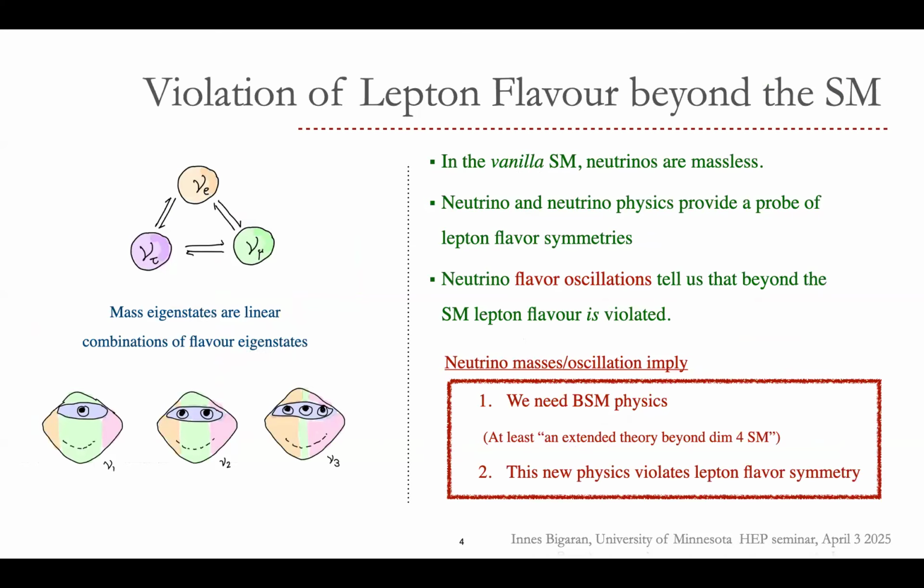However, we've observed that neutrinos do not behave as we would expect standard model neutrinos to behave. In the standard model, we just have left-handed neutrinos that exist within an SU(2) doublet with the charged leptons. And neutrinos provide a probe into lepton flavor symmetries, because if we observe that neutrinos oscillate between different flavors, which is indeed what we see, then we're observing the violation of lepton flavor in the interactions of the neutrinos. So what neutrino masses and neutrino oscillations tell us is that there must be BSM physics. And what I mean by BSM physics is there must be physics beyond just the dimension 4 standard model Lagrangian that we know and love. That new physics needs to introduce some way of violating lepton flavor symmetry in order to explain what we're observing in neutrino masses and oscillations.